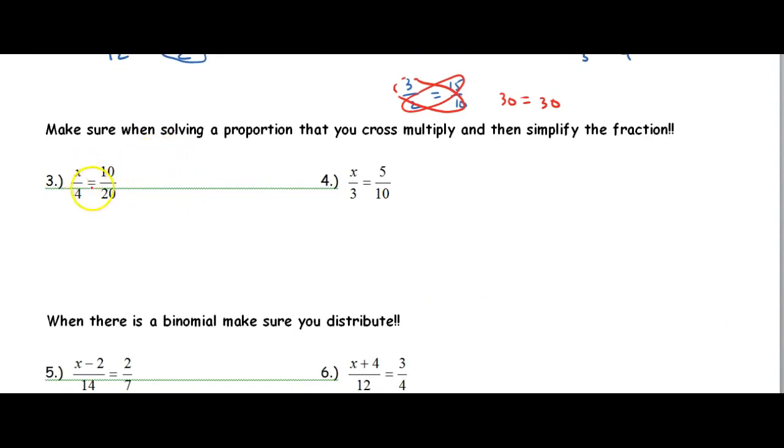The first couple of problems here are solving these proportions. To solve a proportion, all I do is cross multiply one way. I get 20 times x is 20x, equals cross multiplying the other way, 4 times 10 is 40. Now I can divide by 20, and 40 divided by 20 is 2. If you think about it, is 2 over 4 equivalent to 10 over 20? Yes.